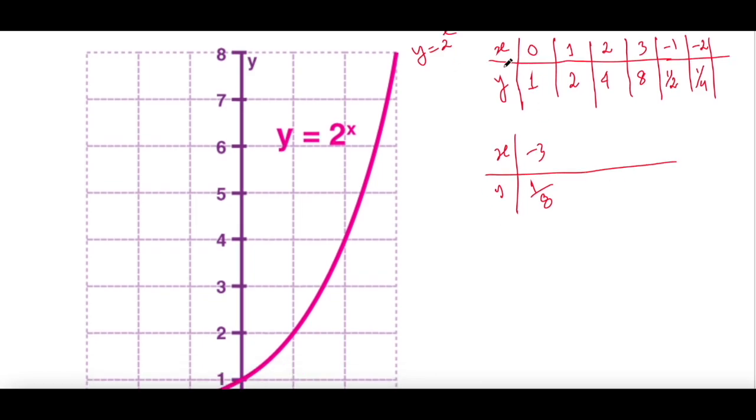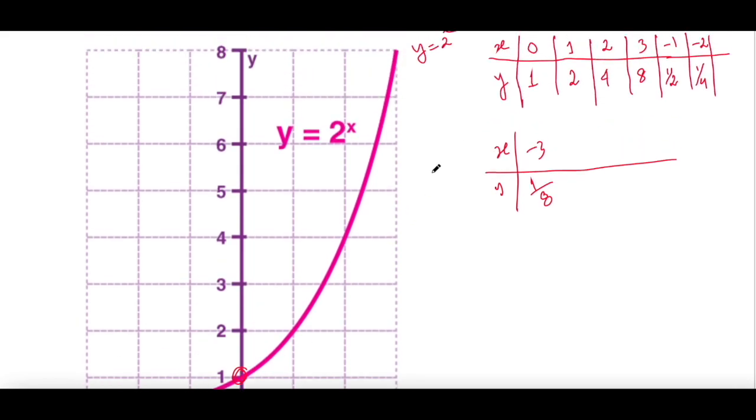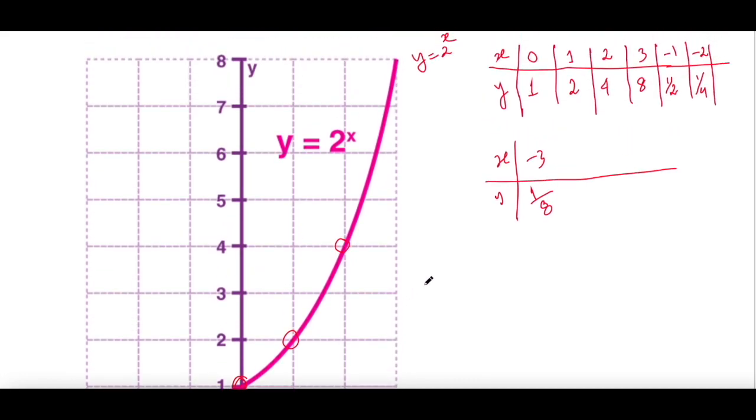So now let us plot those points. The first point is 0, 1. This is the origin, 0. So when x equals 0, y equals 1, this point. And the second point, 1, 2. When x equals 1, y equals 2, this point. When x equals 2, y equals 4, this point. When x equals 3, y equals 8, which is this point. And so on. The graph will continue up to infinity.